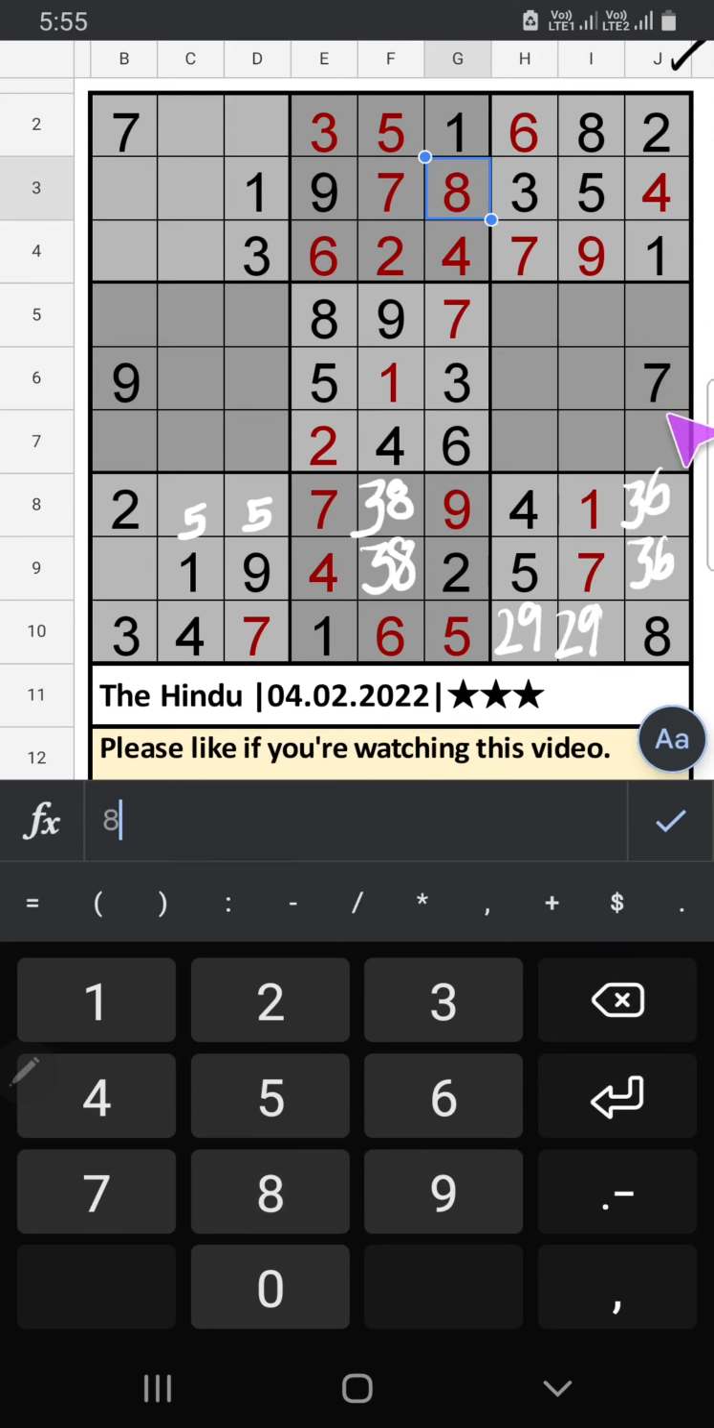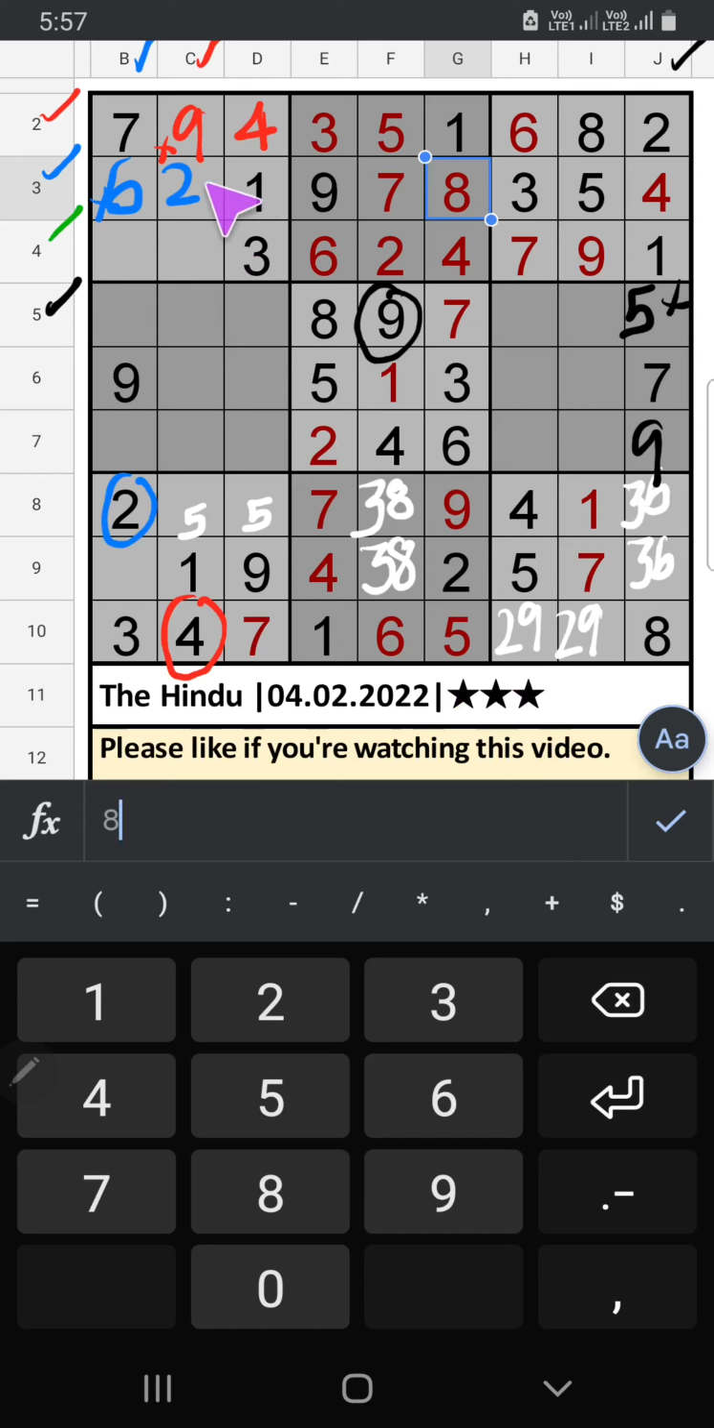Column J, 2 numbers are remaining, 5 and 9. 5th row we have 9, so 9 can't come in this cell, 9 is confirmed here, then 5 is here. 2nd row, 2 numbers are remaining, 4 and 9. Column C we have 4, so 4 can't come in this cell, 4 is confirmed here, then 9 is here. 3rd row, only 2 numbers are remaining, 2 and 6. Column B we have 2, so 2 can't come in this cell, 2 is confirmed here, then 6 is here. In 4th row, 2 numbers are remaining, 5 and 8. We will confirm later.